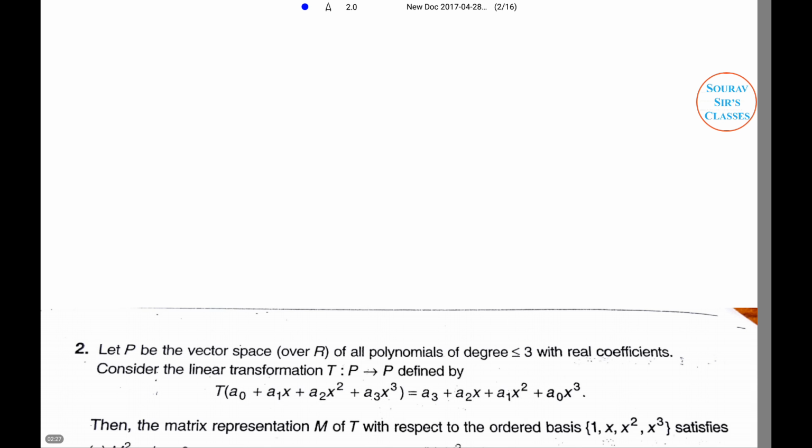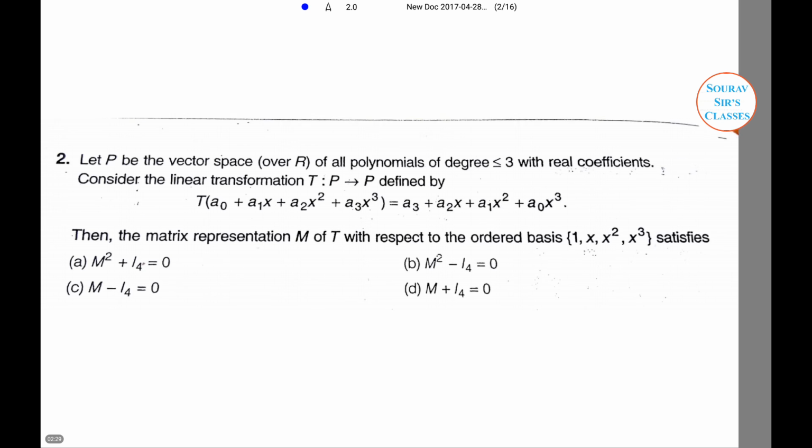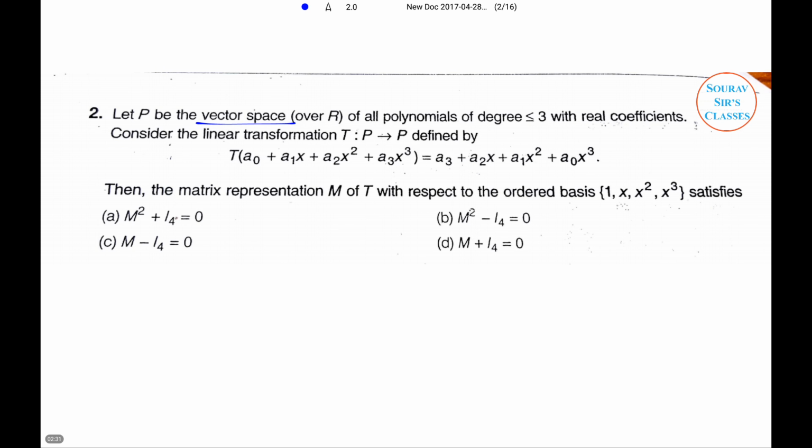The second question is, let P be the vector space. So this one is on a vector space of polynomials of degree less than or equal to 3. So this is the important information. It is less than or equal to 3 and all the coefficients are real coefficients. So we need to consider this particular function, and with respect to matrix representation, which one satisfies the given structure.